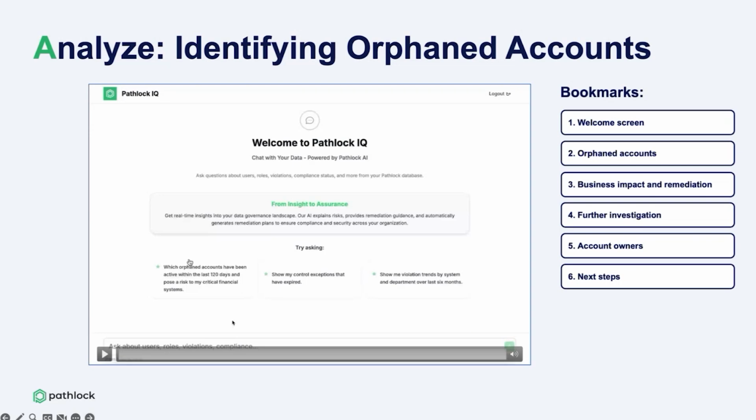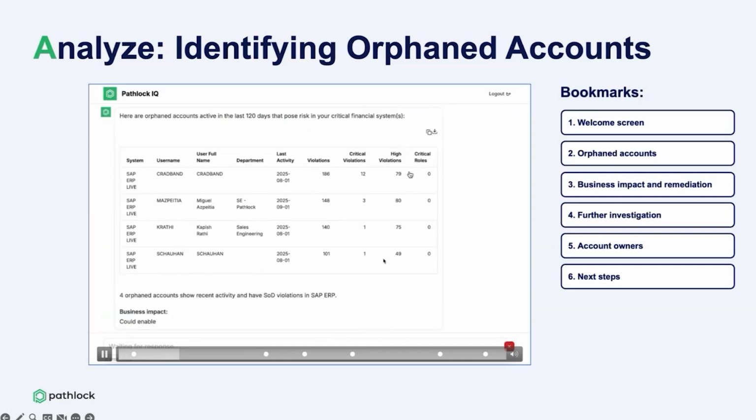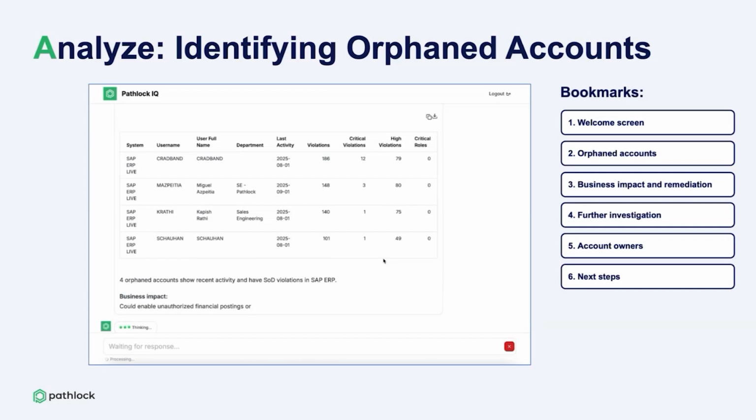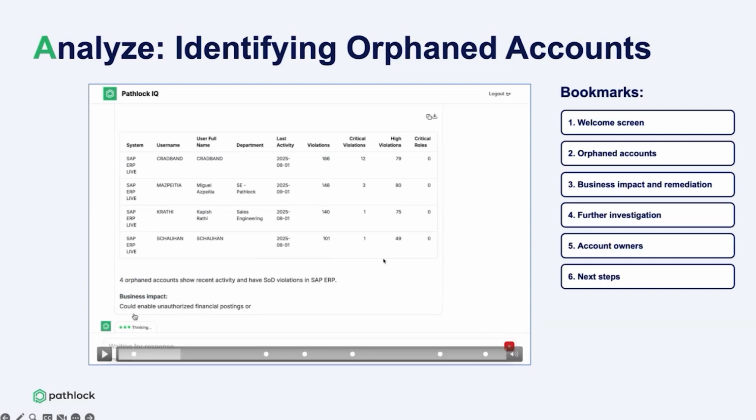You see here, it comes with a predefined question. Of course, I can add my own question. So: which orphan accounts have been active within the last 120 days and pose a risk to my critical financial system? Let it run. So I click it, and you see that it immediately gave me a list of all the accounts. It found 4 orphaned accounts that show recent activity and have SOD violations in SAP ERP. So it not just found them, but also found out that they have recent activity and SOD violations. So that actually poses some risks.